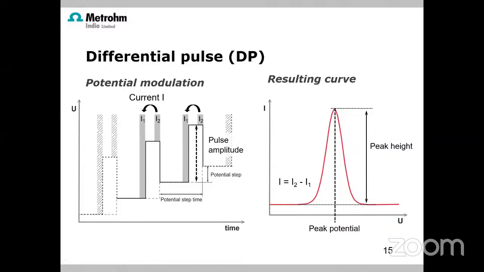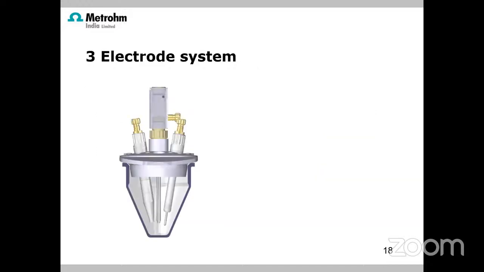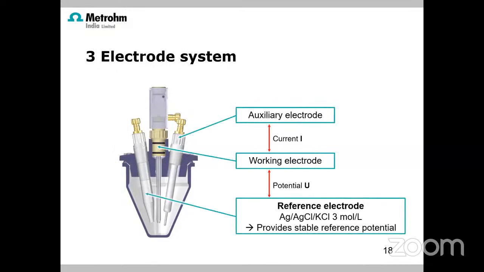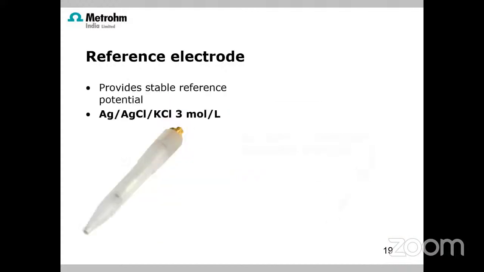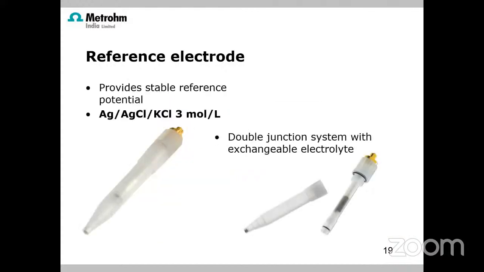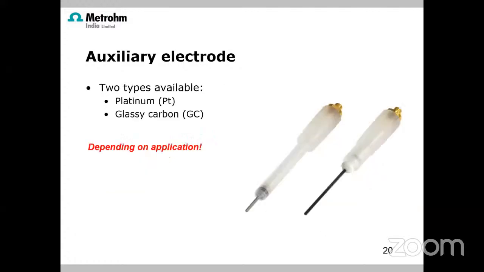And this is again a relative technique. We have to compare it with the standard. As I said, this is a 3-electrode system, and we are using a reference electrode, mostly silver chloride, 3-molar KCl, because it provides a very stable reference potential of 208 millivolts. This is how the reference electrode looks, which gives you a stable potential of 208 millivolts.